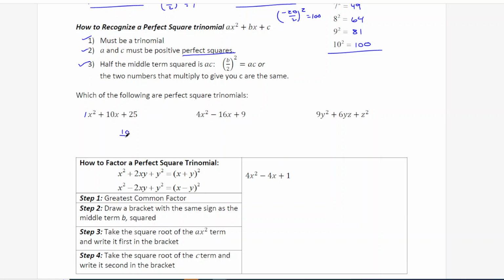If you take half the middle term and you square it, do you get AC? So in this case, AC is 25. Half of 10 is 5. Squared is 25. So this one is a perfect square trinomial.